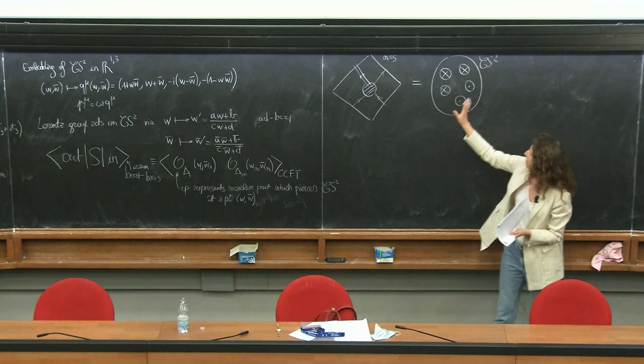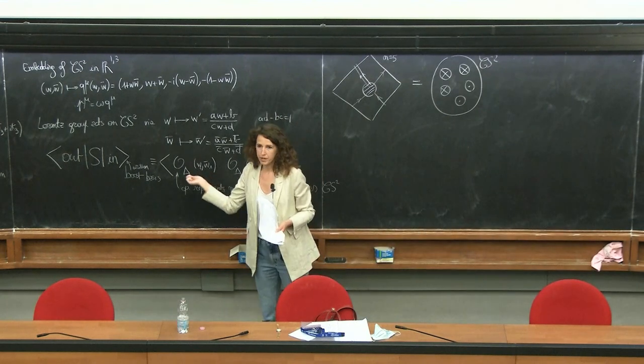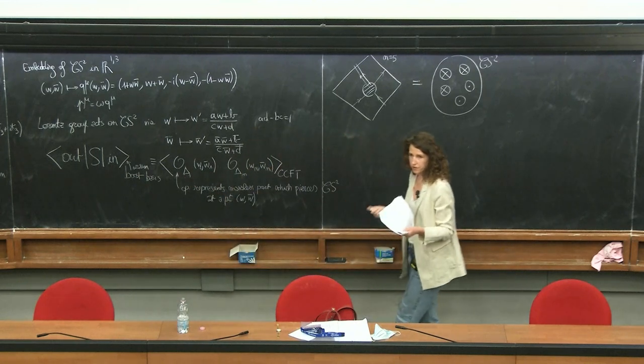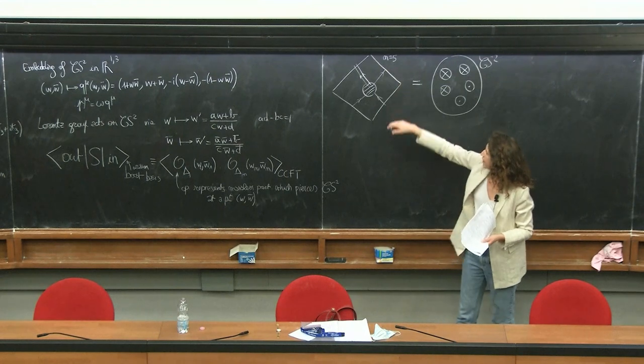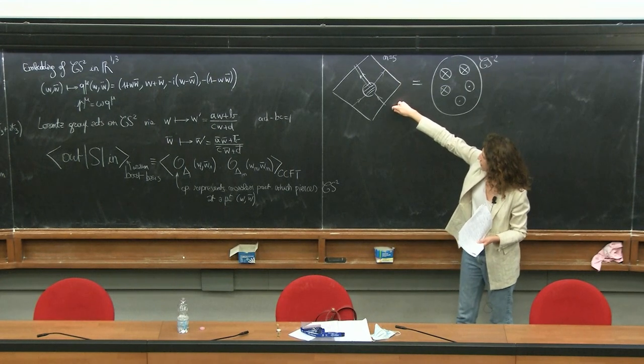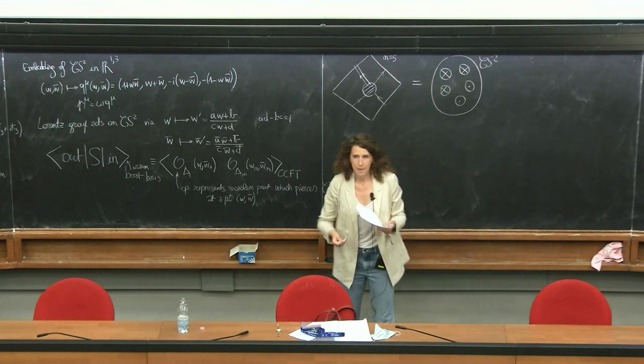The main message is that there is only one celestial sphere, and we will have insertion of operators which represent creation of a massless particle coming from the past and piercing at a given point the sphere, W W bar, and we have n of them in principle.